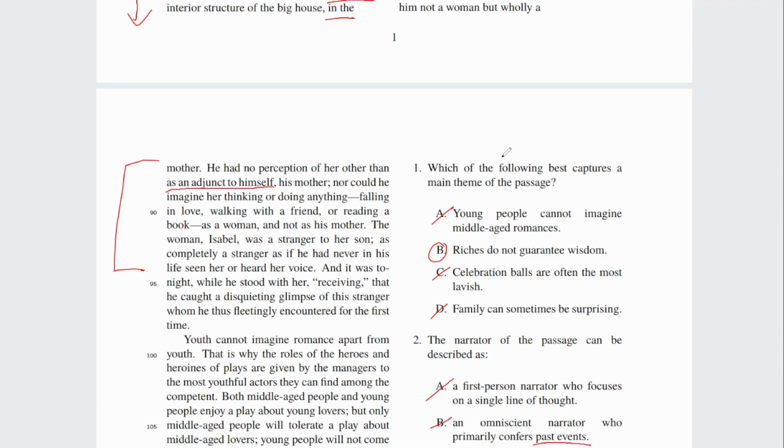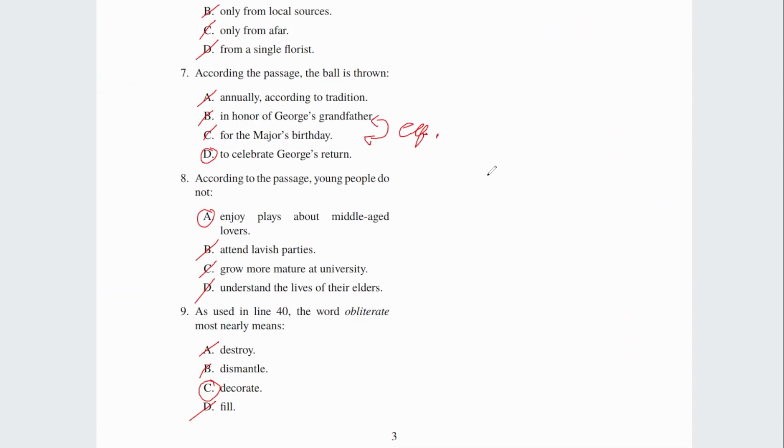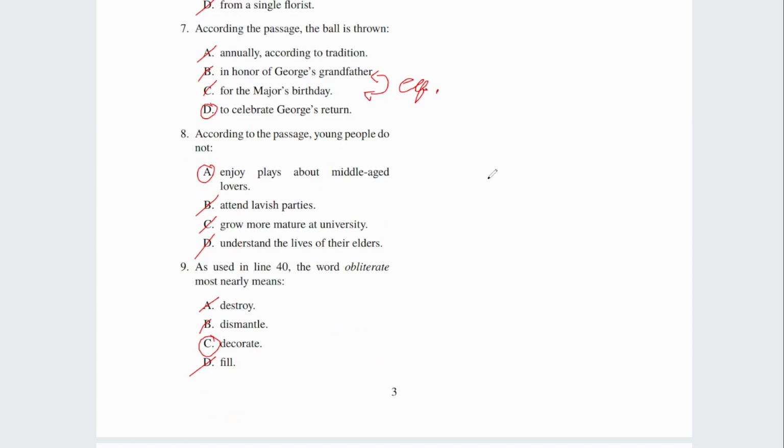So there is our passage. I think we've gotten all of the questions, and I'm pretty confident in all of the answers.